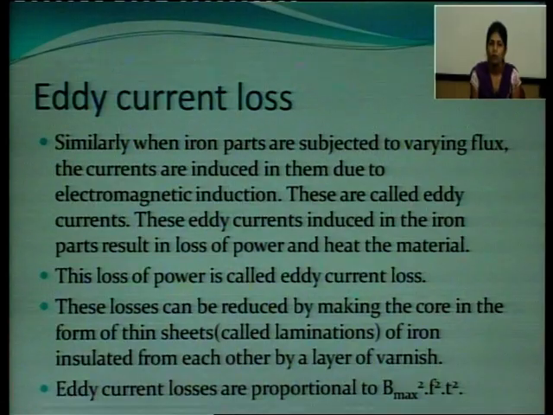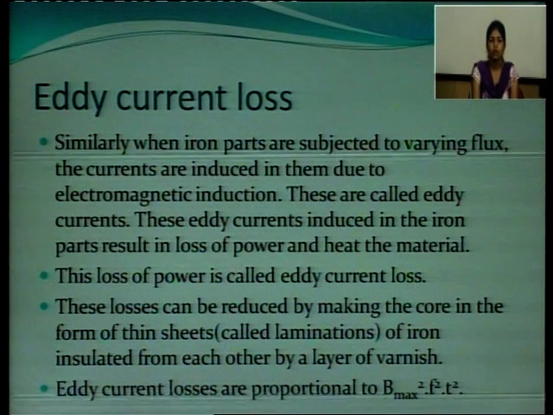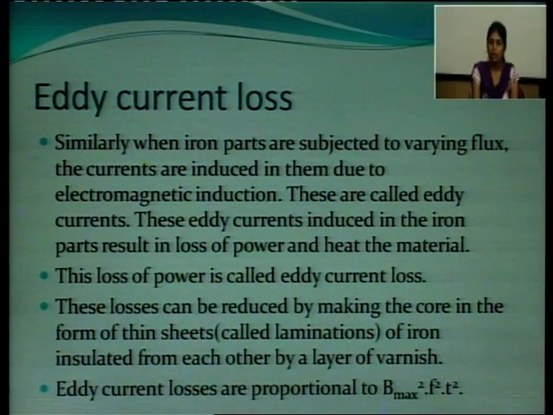Now this loss of power is known as eddy current loss, and these losses can be reduced by making the core in the form of thin sheets, that is the laminations of the iron insulated from each other by a layer of varnish. So we can minimize this eddy current loss.